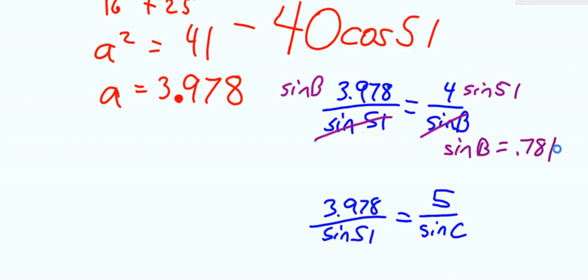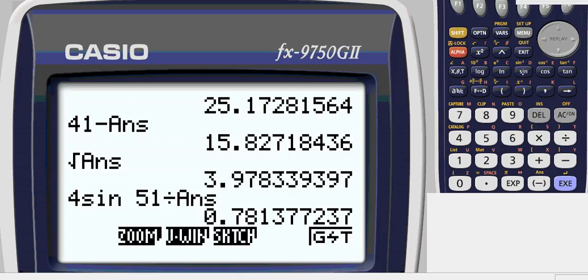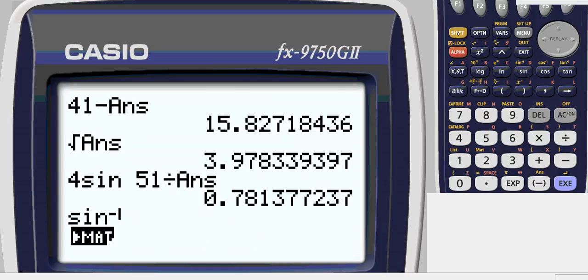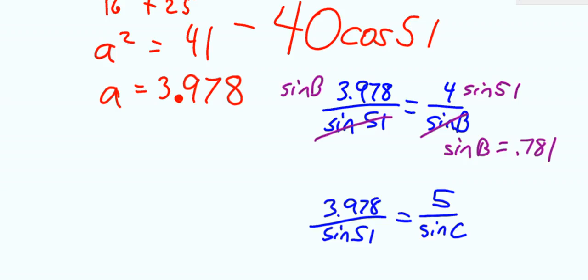To figure out what the angle is, you need to do arc sine. So we're going to do shift sine of that answer. And you get 51.4 degrees. We said it would be close to 51 because the sides were about the same. It needed to be a little bit larger because the side was a little bit larger.